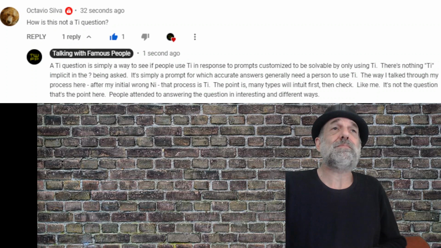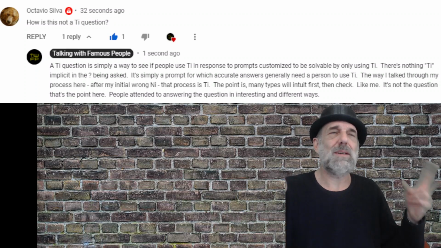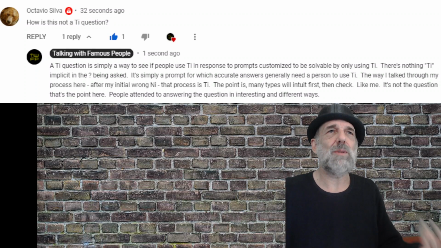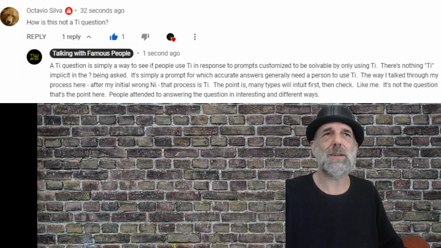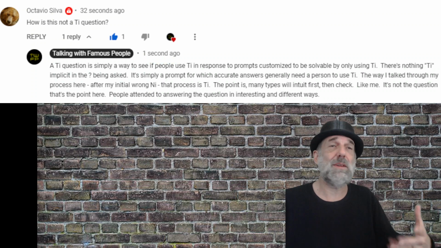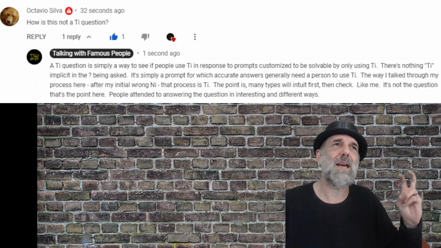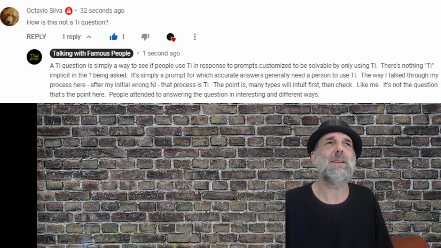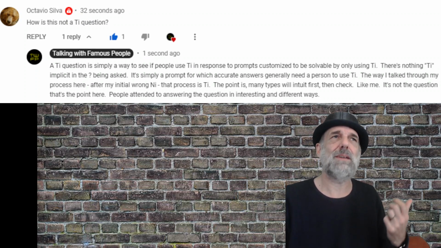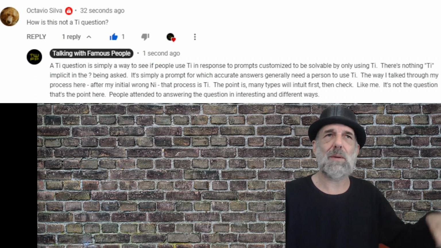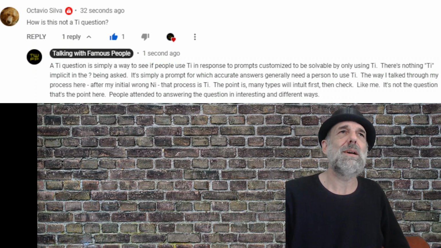So the thing is, when I ask a TI question, it's simply a way to see if people use TI in response to prompts customized to be solvable by only using TI. It doesn't mean there are not other possible ways to solve them. There's nothing TI implicit in the question being asked. It's simply a prompt for which accurate answers generally need a person to use TI. The way I talked through my process here, as I just demonstrated again, after my initial wrong NI on that question, which led me to say 130, that process is TI. The process that you just walked through again here.